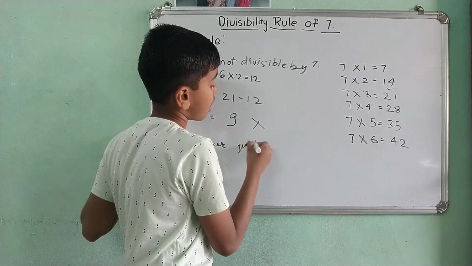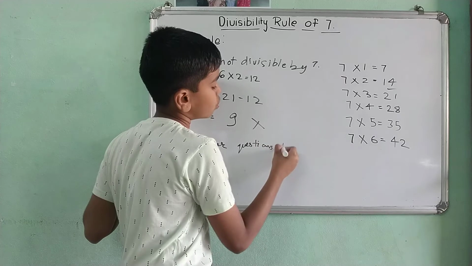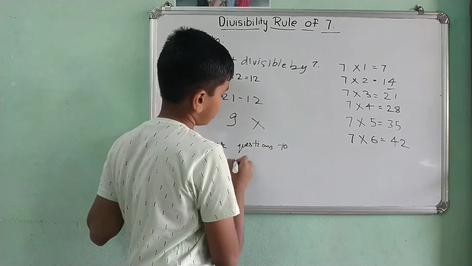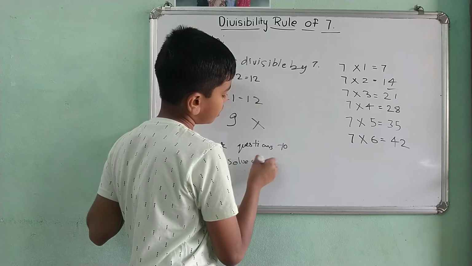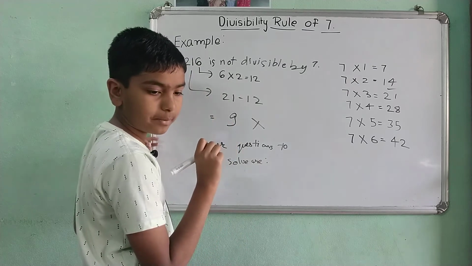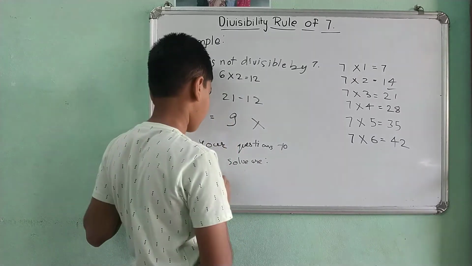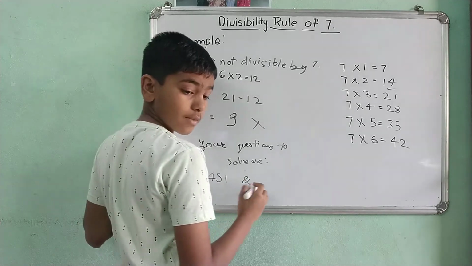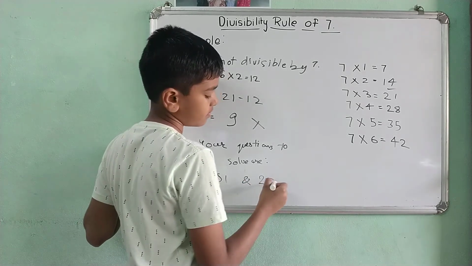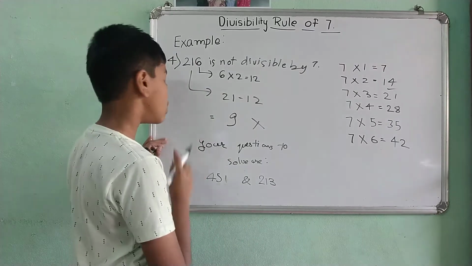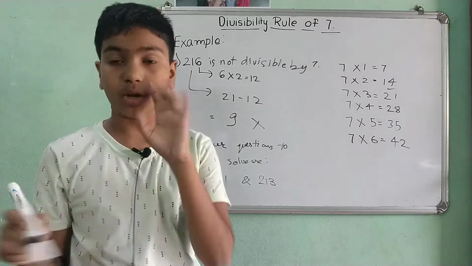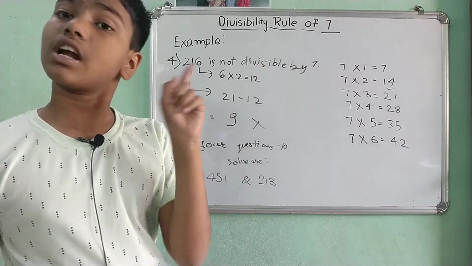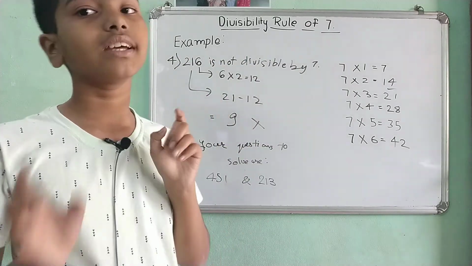So your questions to solve are 2. They are 451 and 230. But I will give you the answer: not divisible by 7. Okay, I've said it. But try doing the divisibility rule of 7, then get it.